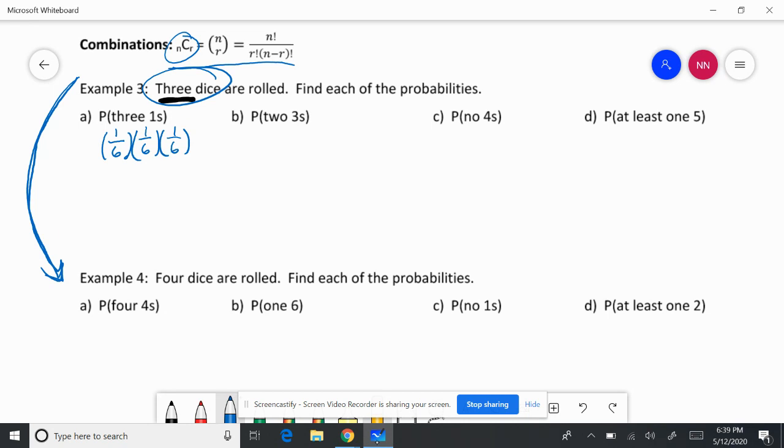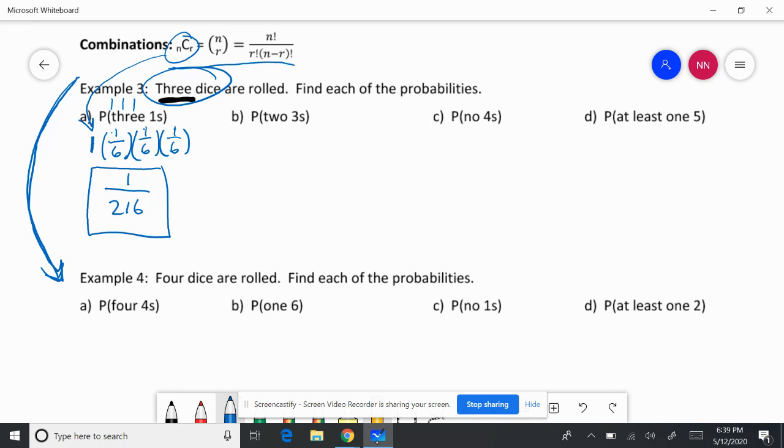Now, there's a combination. How many different ways can I get 3 ones? Well, there's only one way. All of them have to be ones. So there's only one way that this can happen. So that means that when I multiply 1 times 1 times 1 times 1, I'm going to get 1 out of 6 times 6 times 6, 216. And that right there gives me my answer.